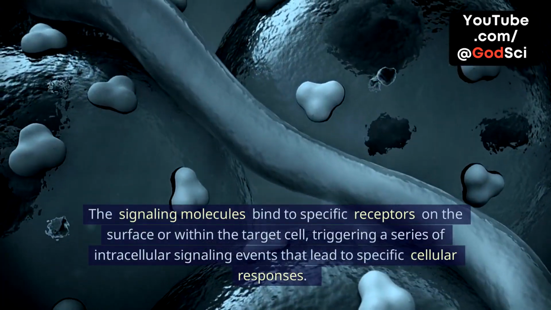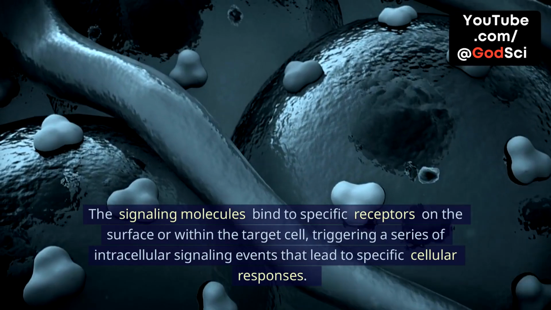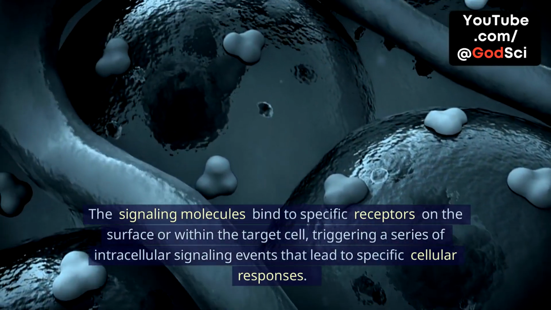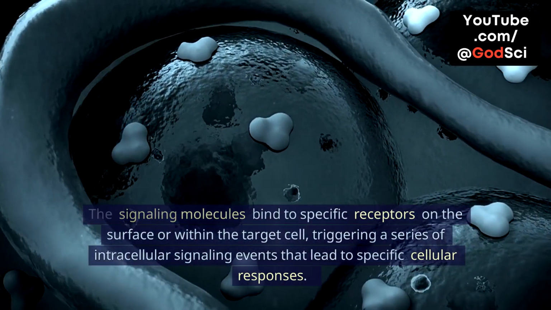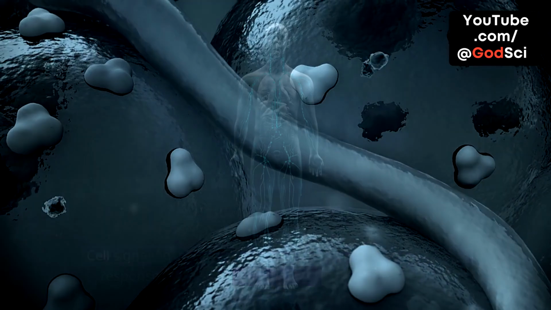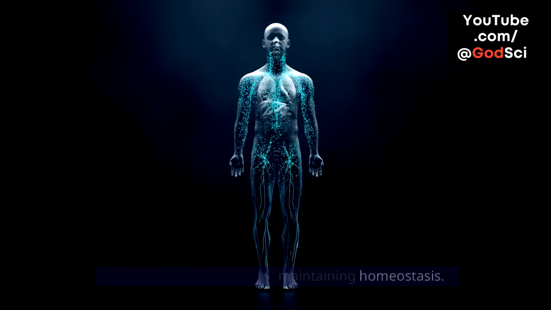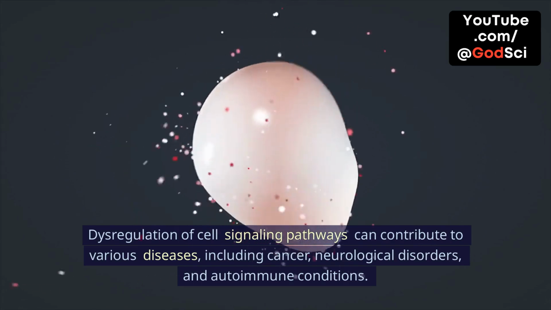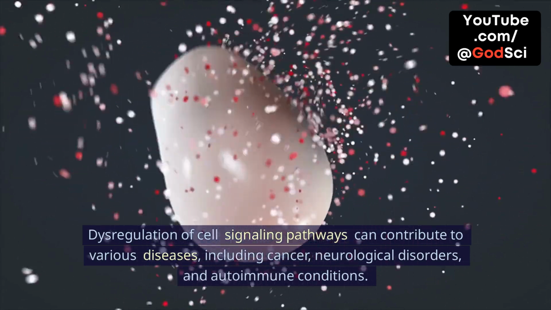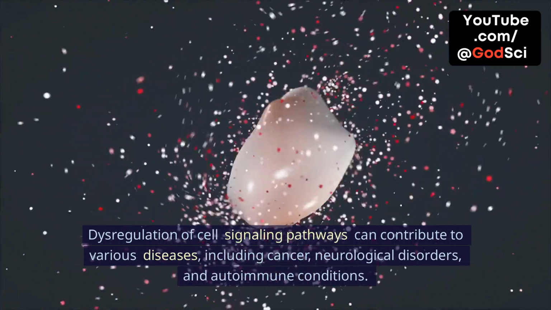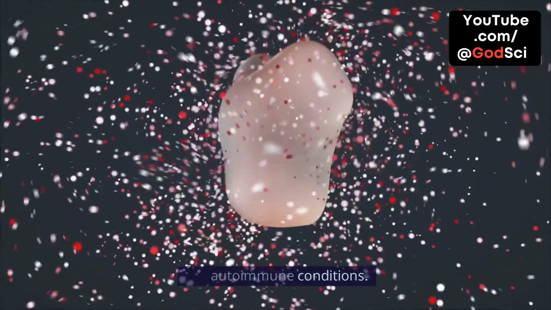The signaling molecules bind to specific receptors on the surface or within the target cell, triggering a series of intracellular signaling events that lead to specific cellular responses. Cell signaling plays a critical role in development, immune response, tissue repair, and maintaining homeostasis. Dysregulation of cell signaling pathways can contribute to various diseases, including cancer, neurological disorders, and autoimmune conditions.